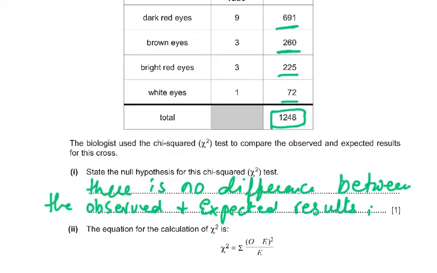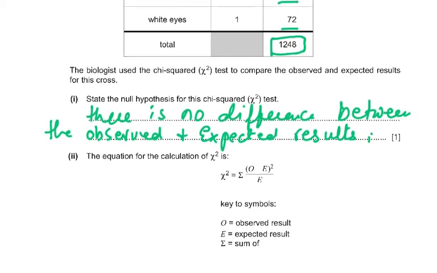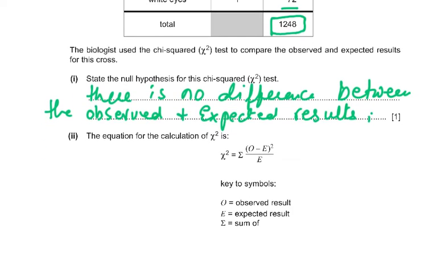So this is all you have to write: no difference between the observed and expected results. Then it gives you the formula. The equation of x square is sigma (O minus E) whole square over E, where O is the symbol for observed. As it is in the bio syllabus, the formula is always given to you, and you don't really have to memorize it like you might in physics or chemistry.